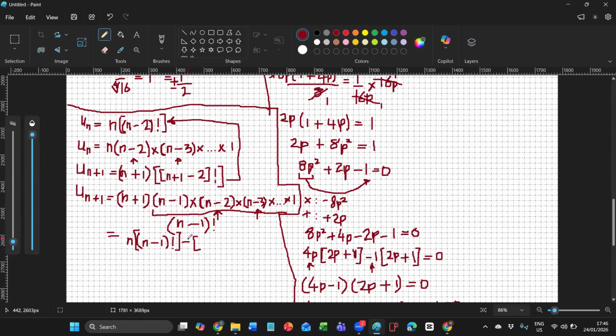Let's say minus, it should be plus, not minus. Plus 1, n, minus 1 factorial again. Okay, so do you understand? Did you understand what I just did back there?